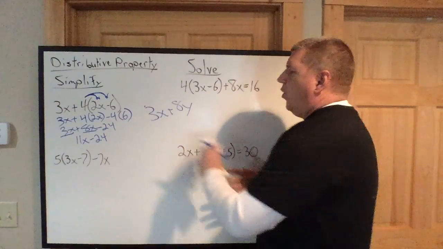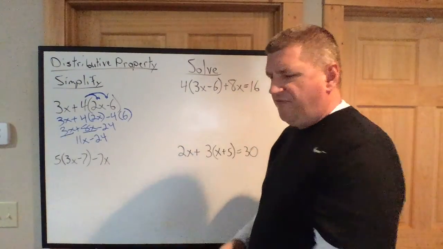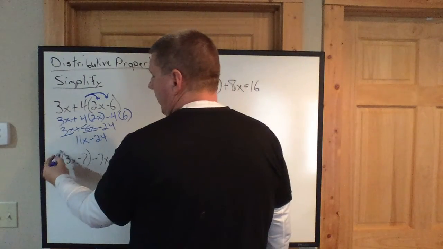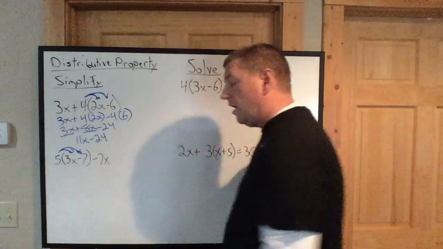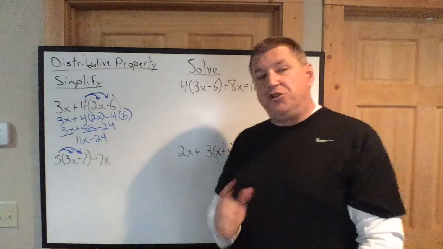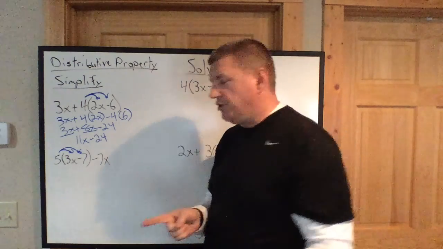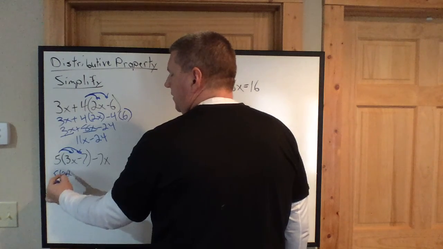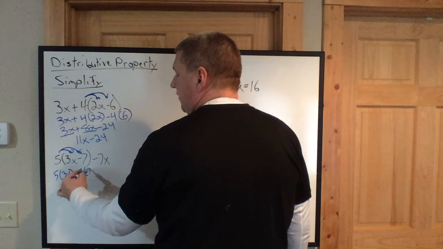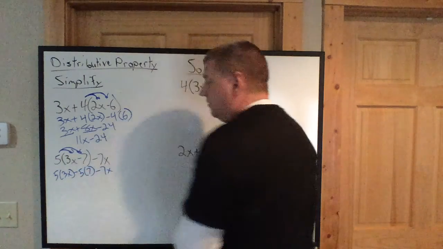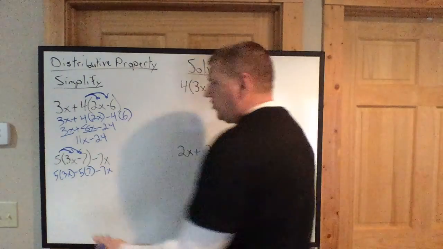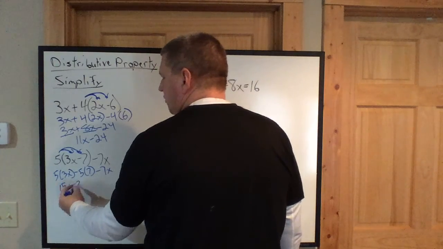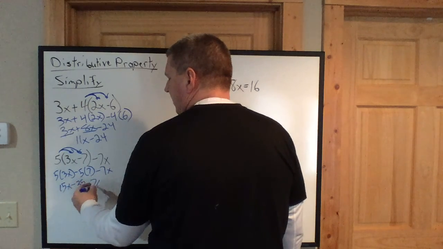Okay? So as we look at our next example, I'm looking at 5 times the quantity 3x minus 7 minus 7x. So again, first thing we're going to do is check our parentheses. I cannot combine them, 3x minus 7. I don't have any exponents, but I do have multiplication. So we're going to distribute the 5 to 5 times 3x minus 5 times 7 minus the 7x. Then we're going to simplify each of these terms. 5 times 3x gives me 15x minus 5 times 7, which is 35, minus 7x.